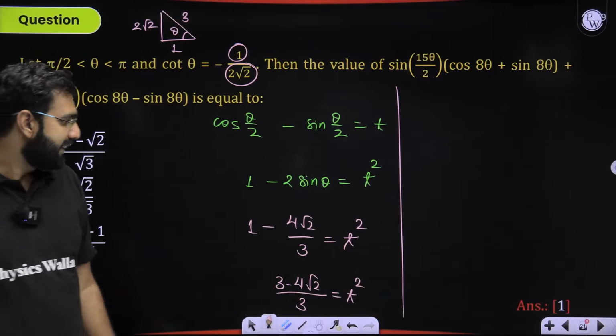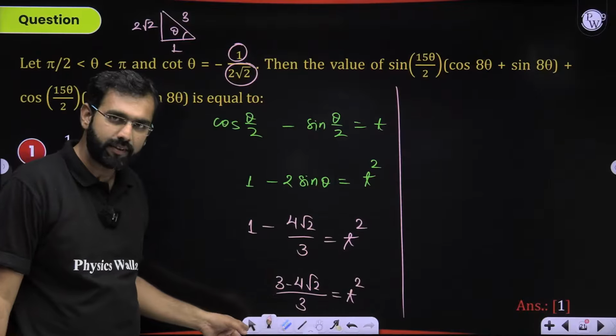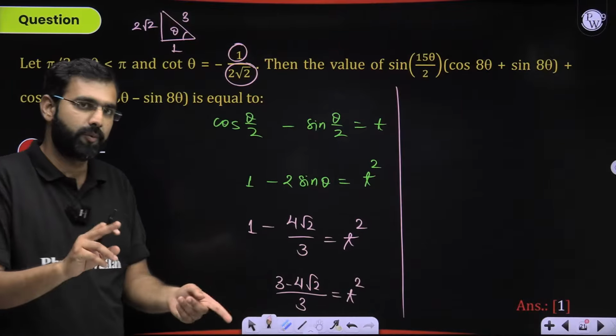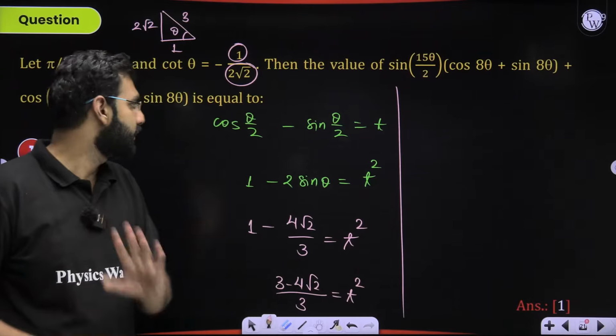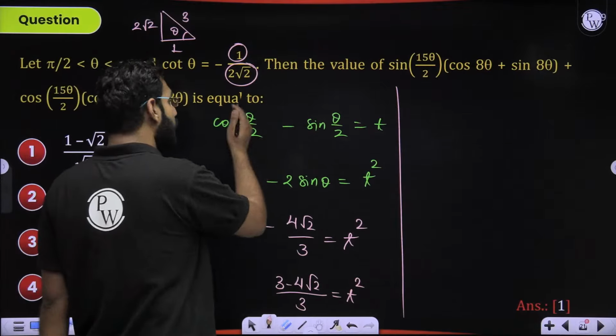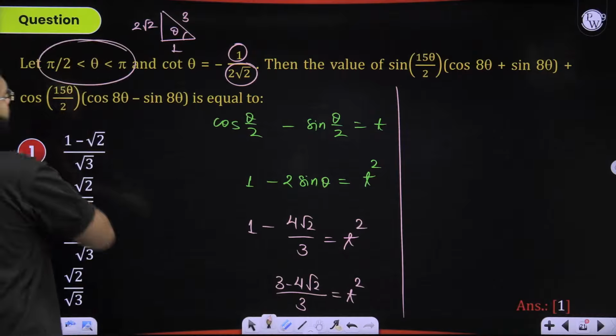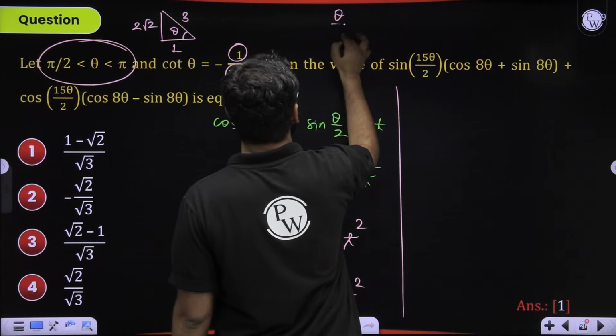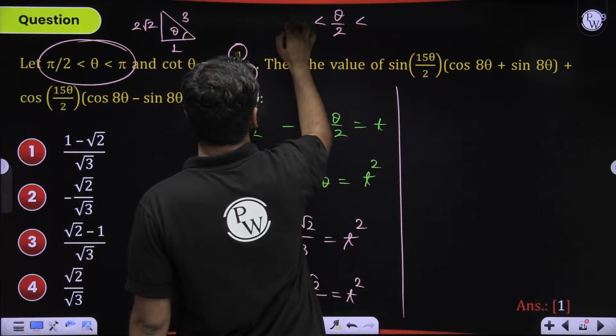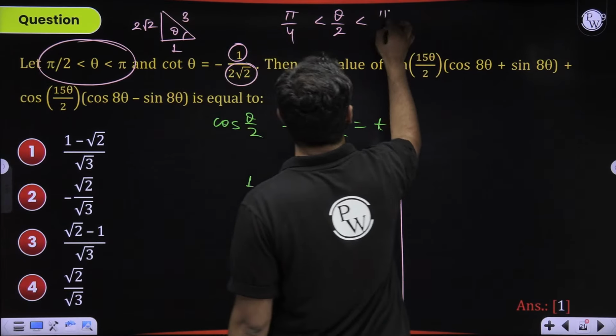So now if I need t, it will be plus minus. But it should not be plus minus. It should be either plus or minus. So what should it be? Let's work that out. T was cos theta by 2 minus sin theta by 2. What was theta? So theta was from pi by 2 to pi. So theta by 2 will be from pi by 4 to pi by 2. I hope you remember that.